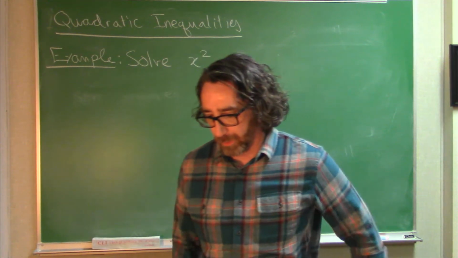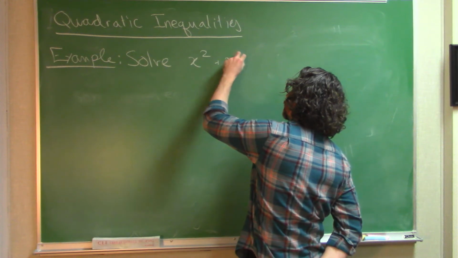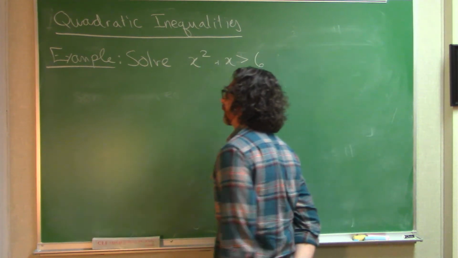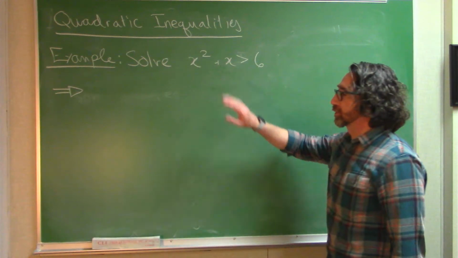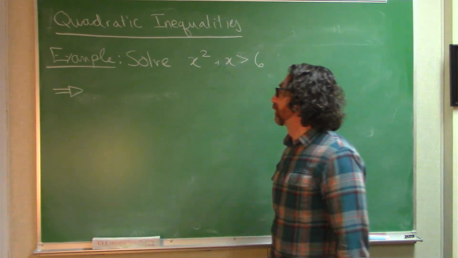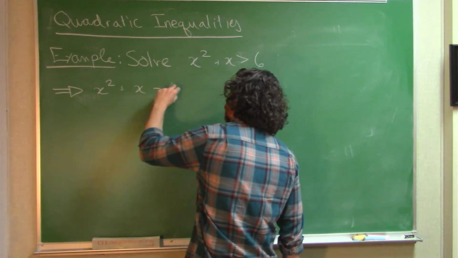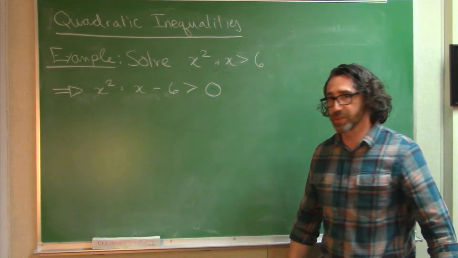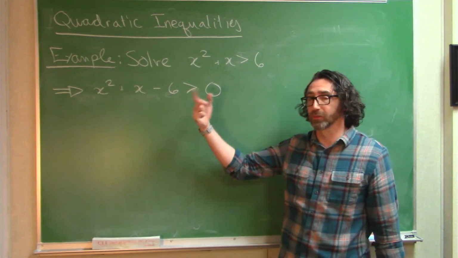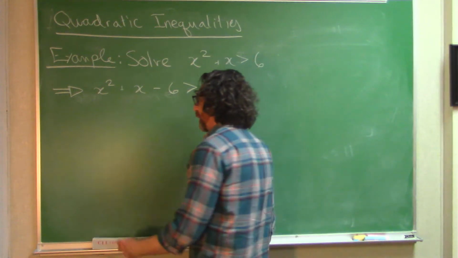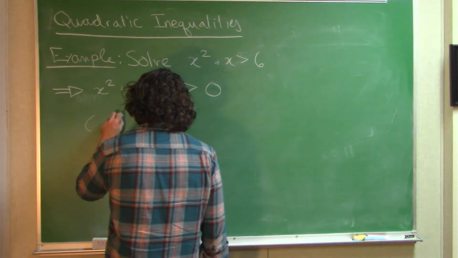Let's try this inequality. Let's do x squared plus x greater than 6. All right, so we're going to find the set of all x values that make this a true statement. Okay, so if that inequality is true, then this one is also true. Okay, so first step, you'll remember, was get a 0 on one side. Subtract 6 from both sides, and we've got that. Now we're focusing on the related equation.